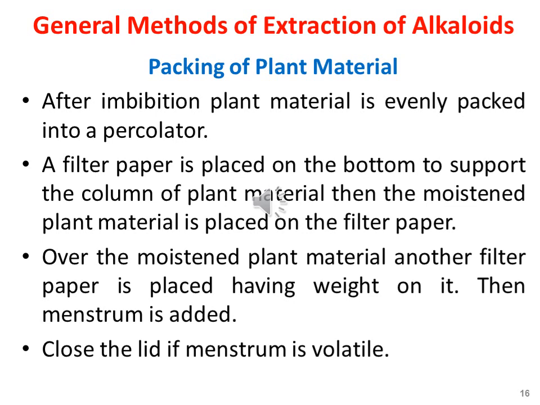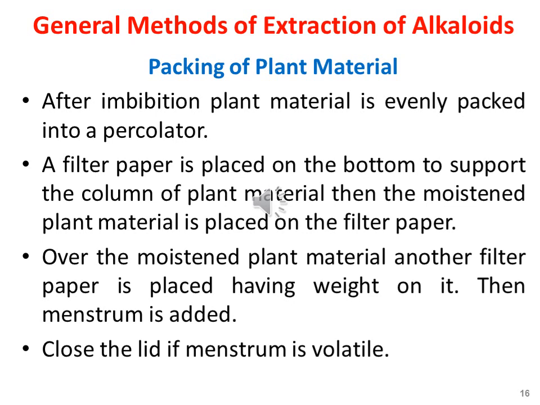Packing of the plant material is the third stage of the percolation process. After imbibition, the plant material is evenly packed into a percolator. A filter paper is placed on the bottom to support the column of the plant material. Then the moistened plant material is placed on the filter paper.